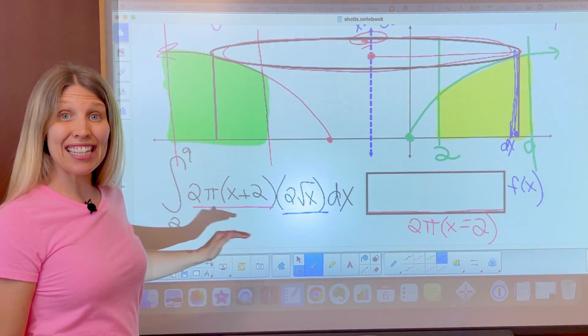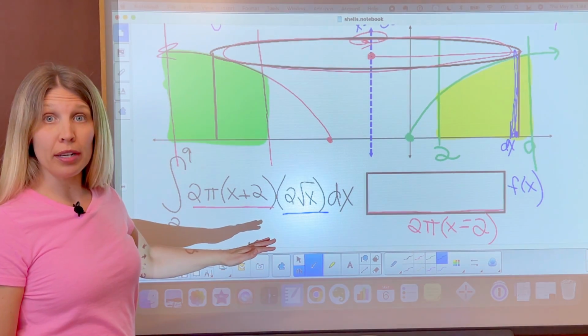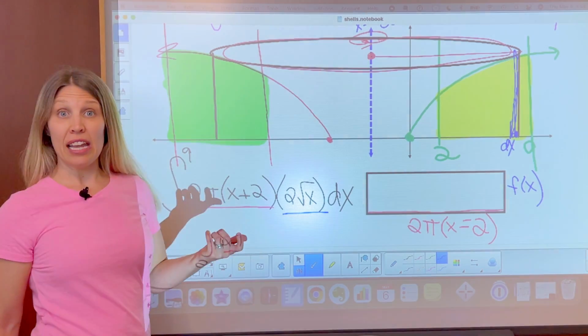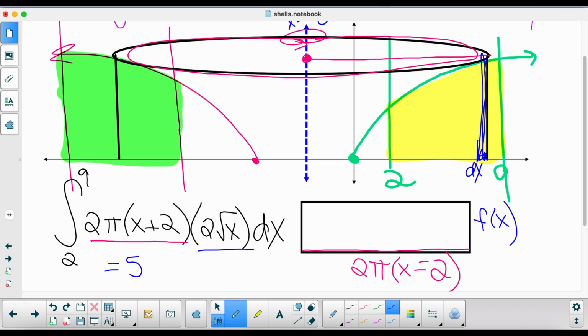Go ahead and stick this into your calculator, into your y1, and put the bounds from 2 to 9 for your integral. And the answer you should get will be 508.664.